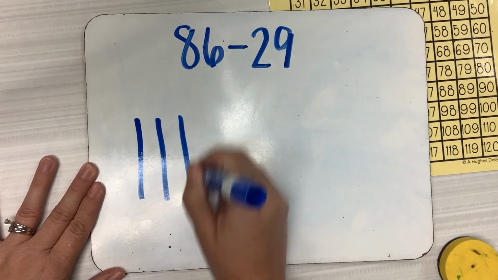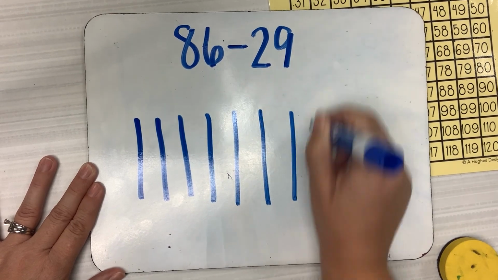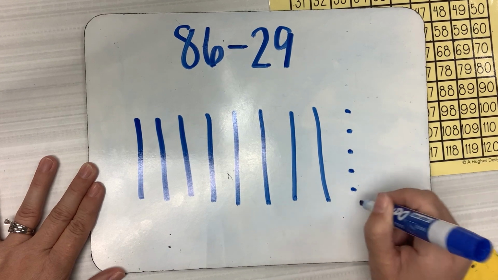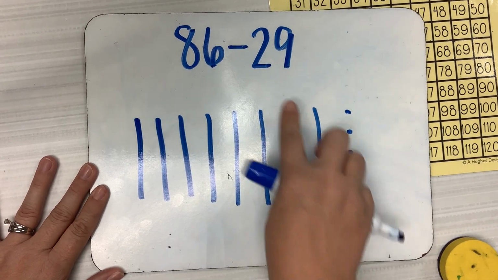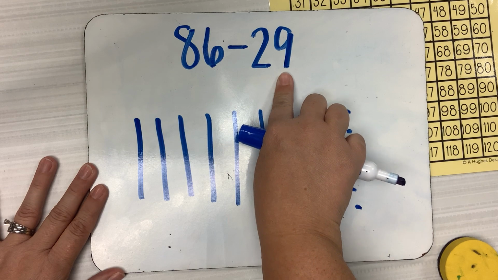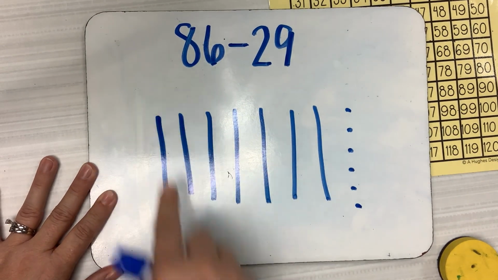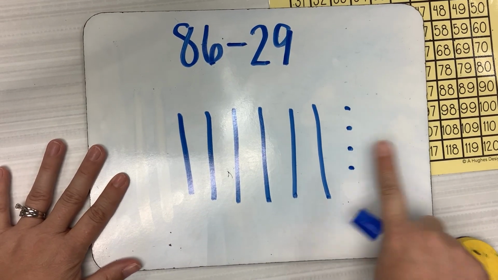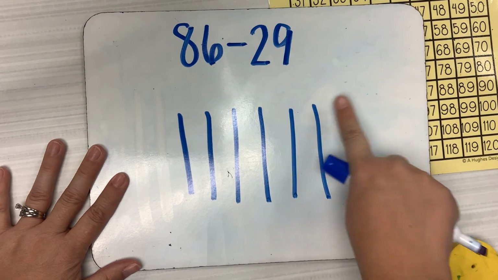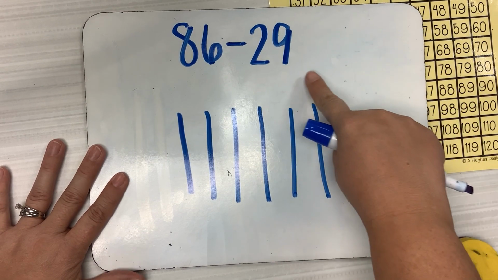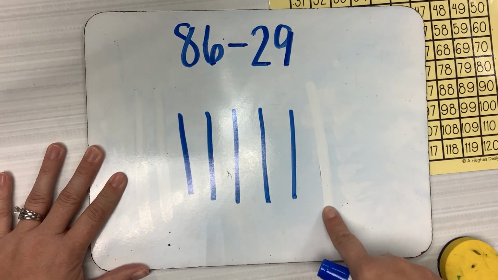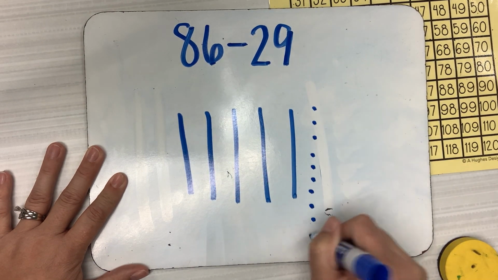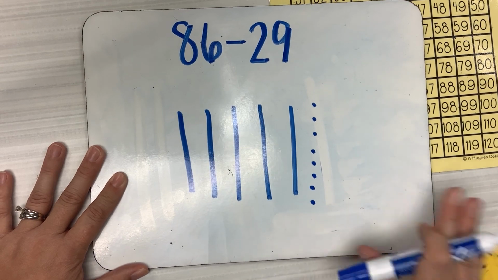10, 20, 30, 40, 50, 60, 70, 80, 81, 82, 83, 84, 85, 86. Now I will erase 29. 10, 20, 21, 22, 23, 24, 25, 26. I can't erase anymore, so I need to trade this for 10 ones. 27, 28, 29.